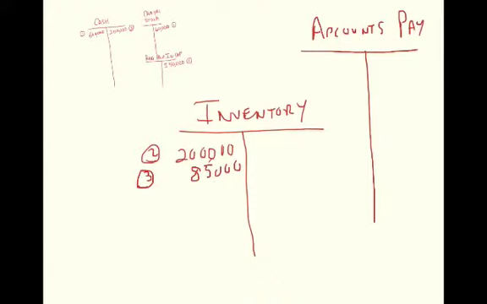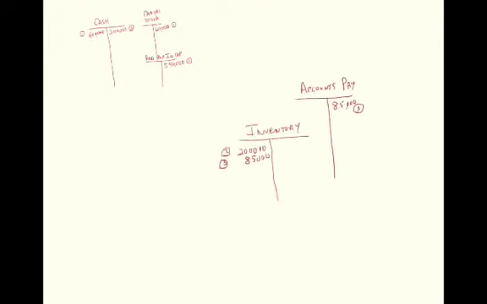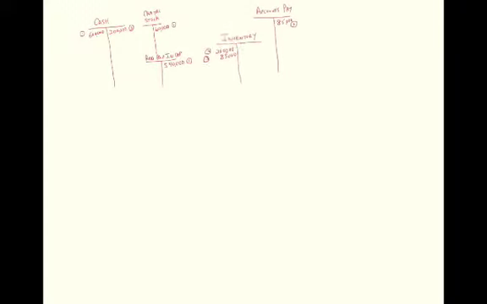And that's going to be a credit to offset that, and it's coming from that journal entry that we just did, $85,000 in number 3. Let's take that all and make it small and put it down here. Put it up there.